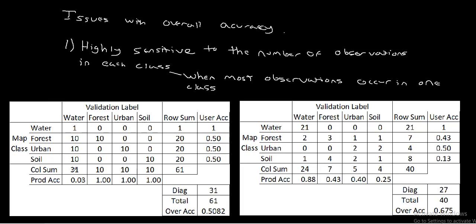Hopefully that makes sense. To recap, overall accuracy is sensitive to scenarios when you have a lot of observations in one class relative to the others. The overall accuracy will be very sensitive to changes in that class. So hopefully that makes sense.